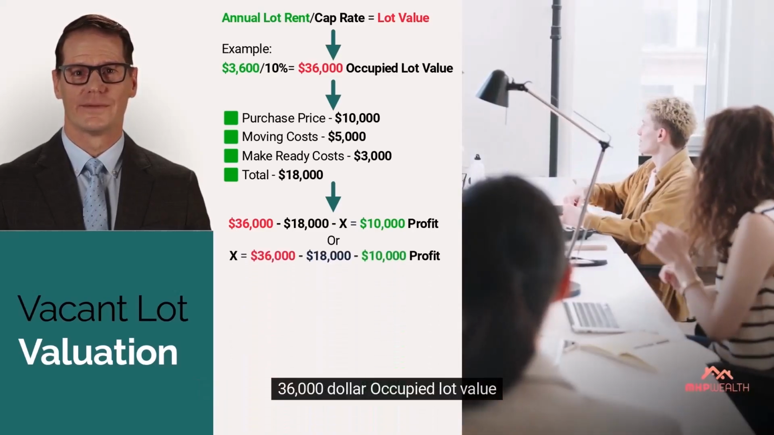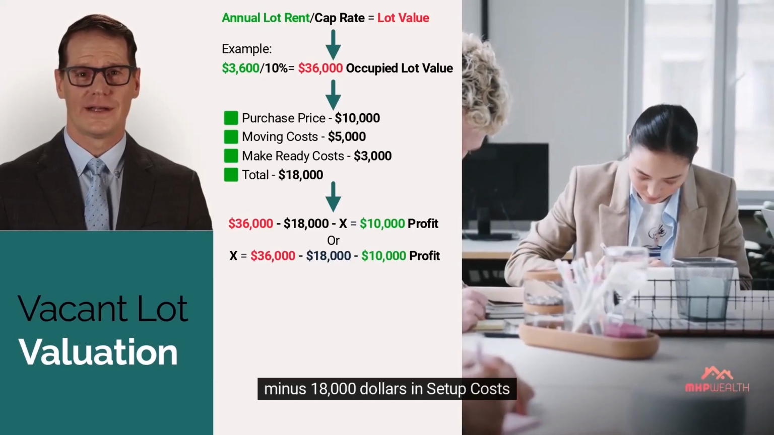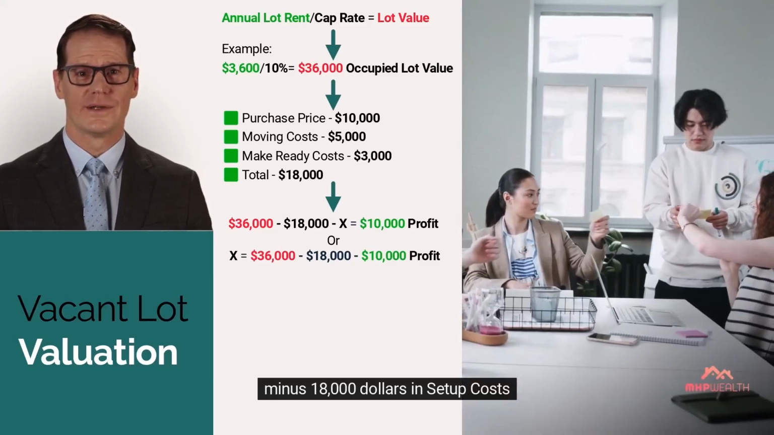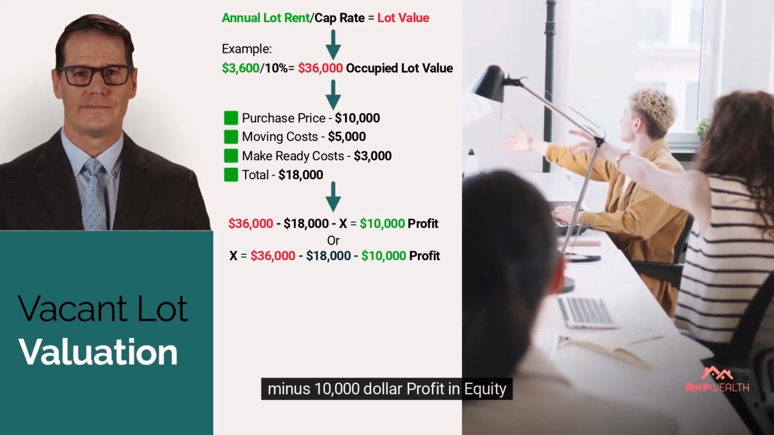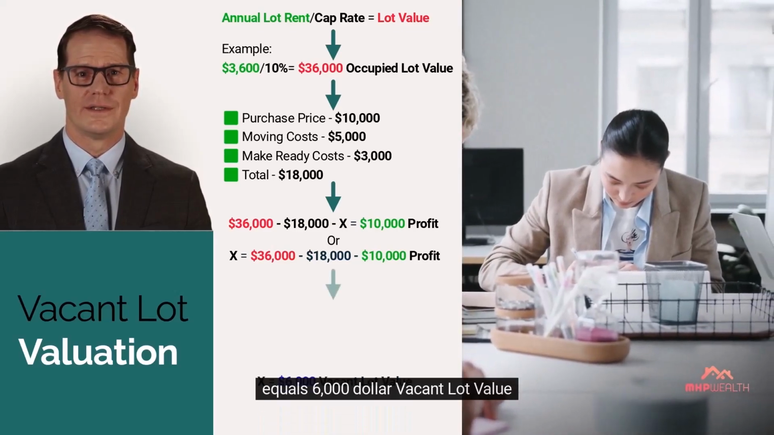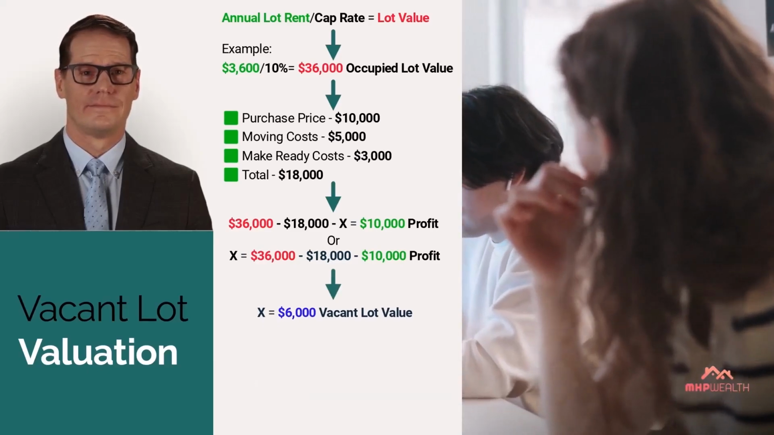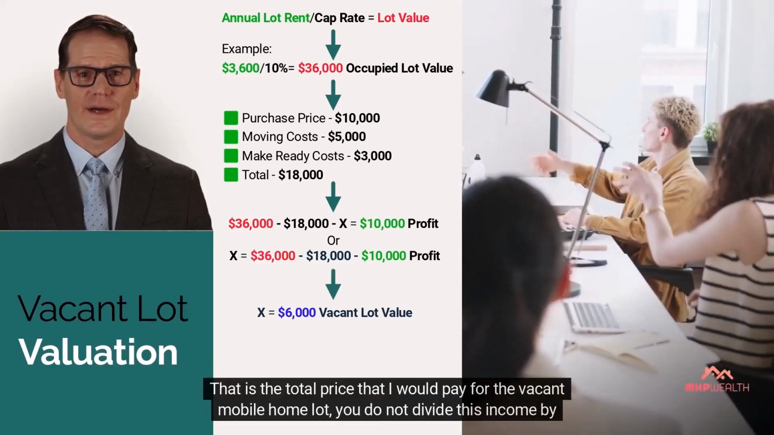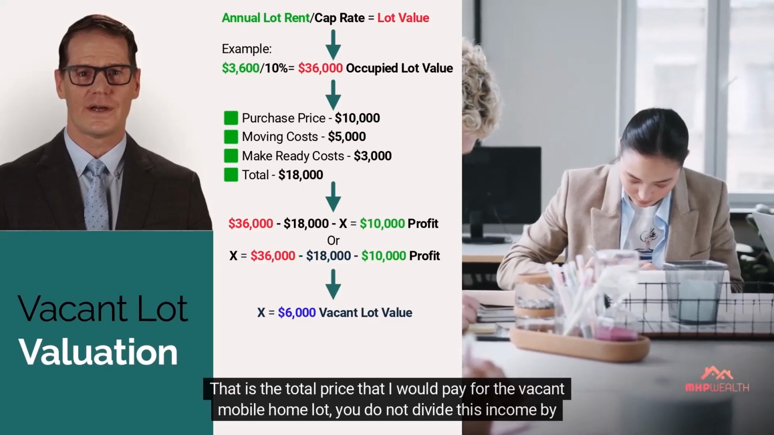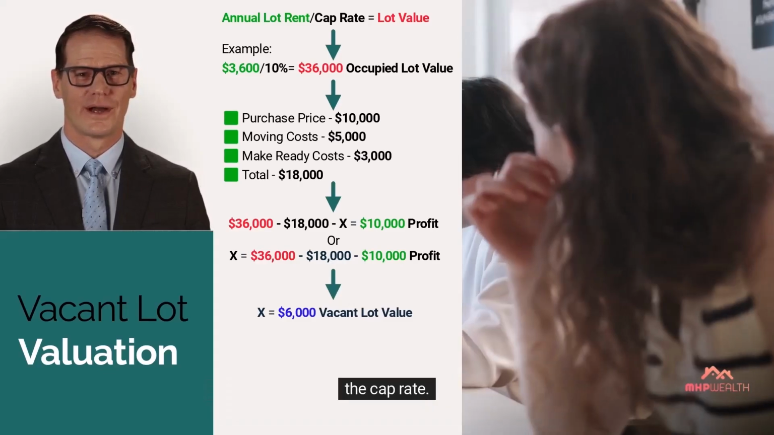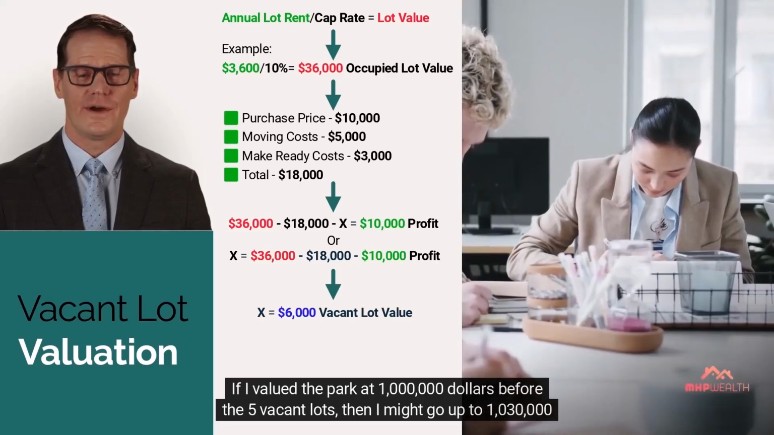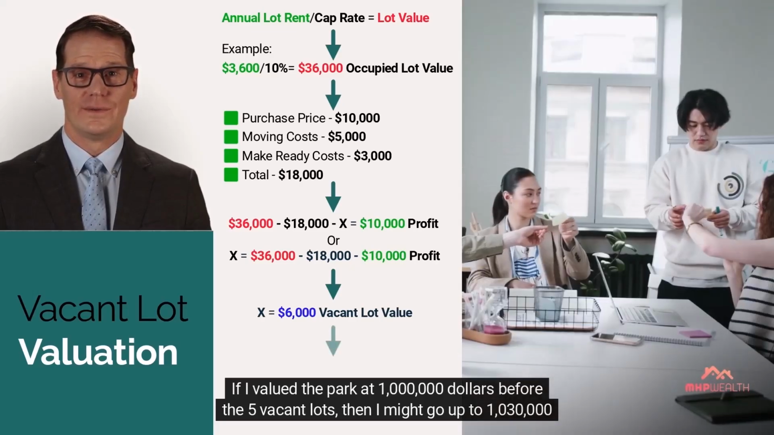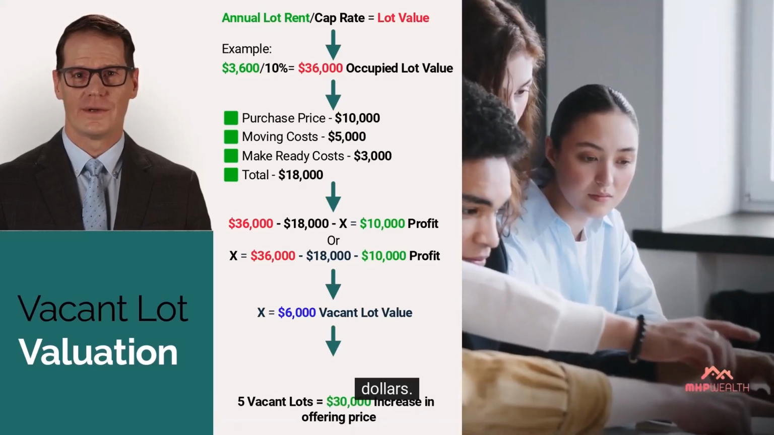$36,000 occupied lot value. Minus $18,000 in setup costs. Minus $10,000 profit in equity. Equals $6,000 vacant lot value. That is the total price that I would pay for the vacant mobile home lot. You do not divide this income by the cap rate. If I valued the park at $1 million before the 5 vacant lots, then I might go up to $1,030,000.